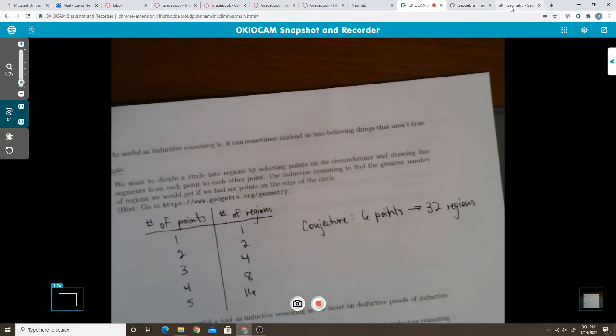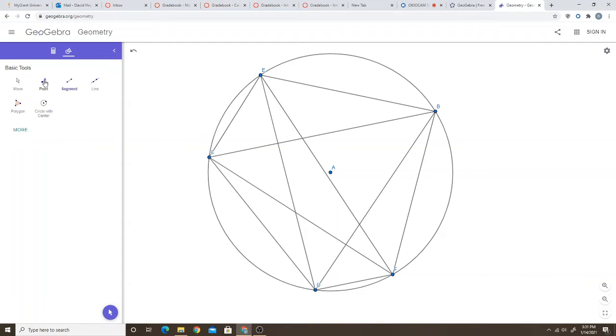We have to be careful here, so I'll try to show you. But let's say that we added one more point. And now we connect this to all the others. That one, that one, that one, that one, and that one. Okay. Now, let's try to count these up.